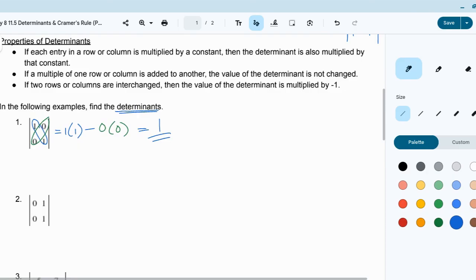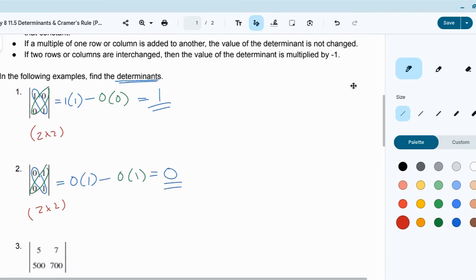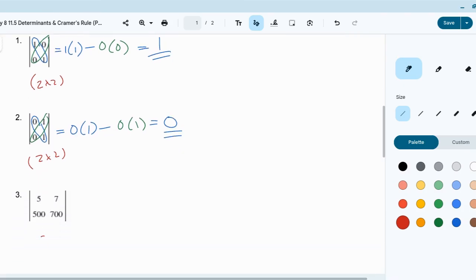Okay, so same idea for number 2, top left, bottom right. I get 0 times 1 minus, if I go the opposite direction, again, 0 times 1. Either way, if I multiply and subtract, I get 0 as that particular determinant. Now, again, these were both 2 by 2 determinants. Okay, if I look at number 3, it's also a 2 by 2 determinant.